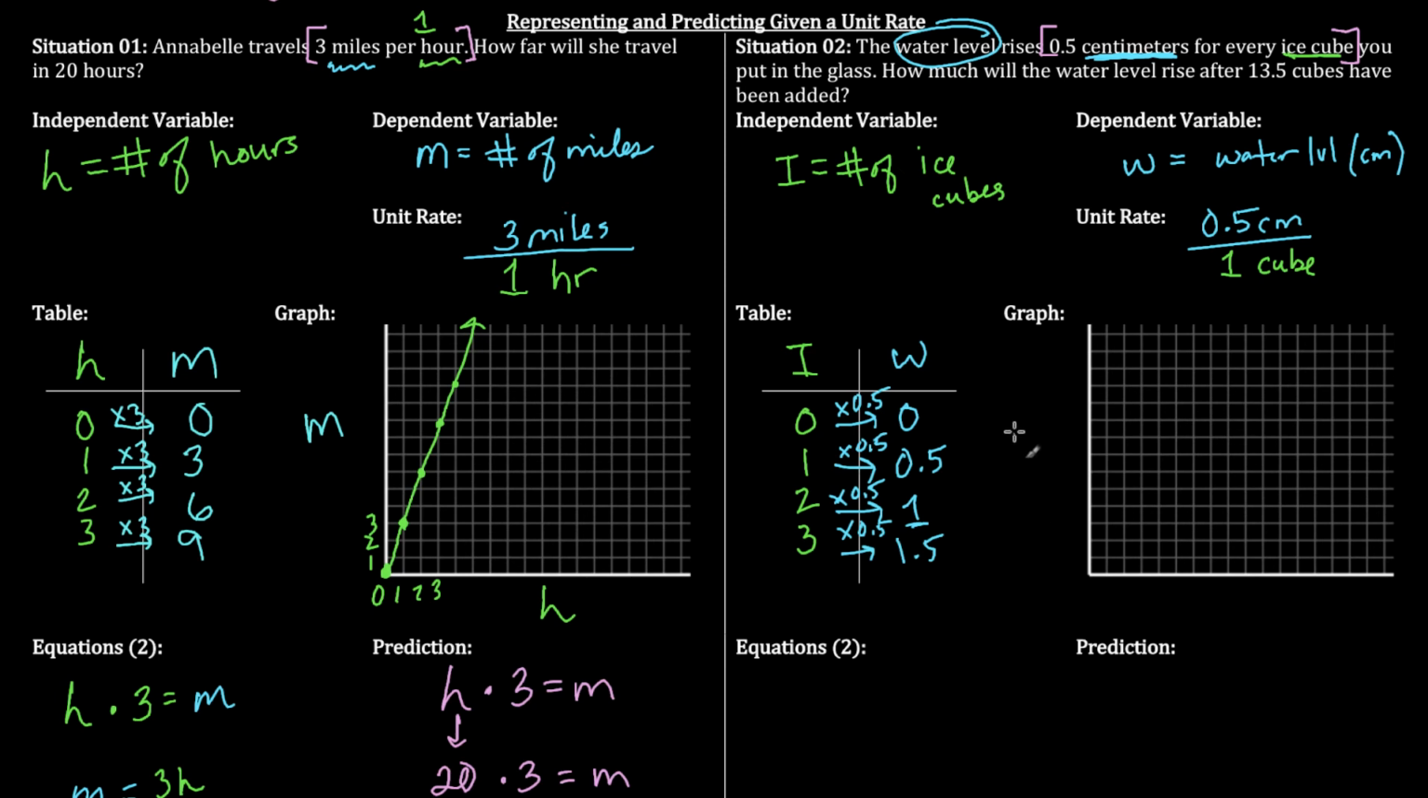So let's go ahead and graph. This is the water level, and this is how many ice cubes. And if we do this, it starts at 0 ice cubes, 0 change in water level. 1 ice cube, which is here, half is going to be a squeeze right there. 2 ice cubes would be 1 centimeter. And 3 would be 1.5. So that's kind of squished, but they're kind of going like that, right?